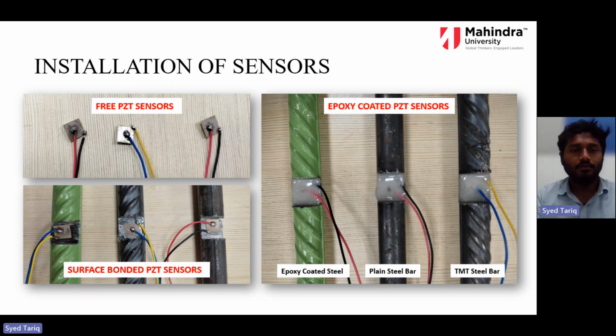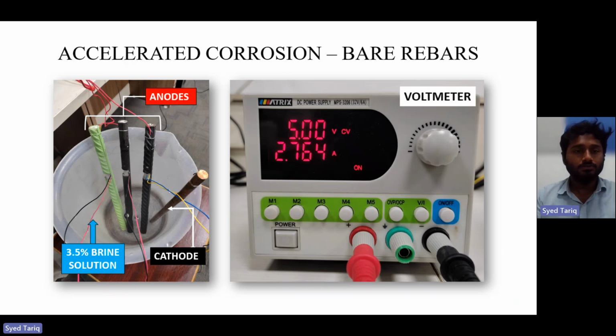As you can see in the first image, three PZT sensors are soldered, and housing preparations are done on the TMT bars, epoxy coated and plain bar. Then the PZT sensors or patches are bonded using epoxy, and again a layer of epoxy coating is applied over the PZT sensor. These three bars are immersed into a brine solution, that is nothing but NaCl solution with 3.5% concentration.